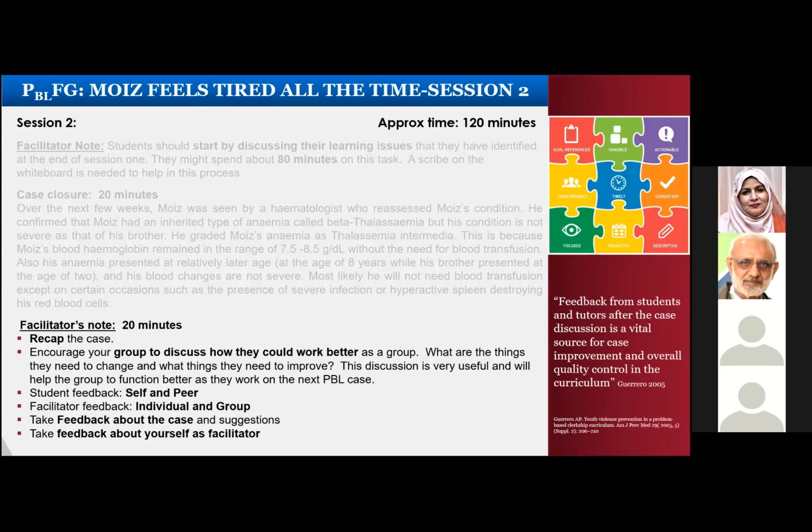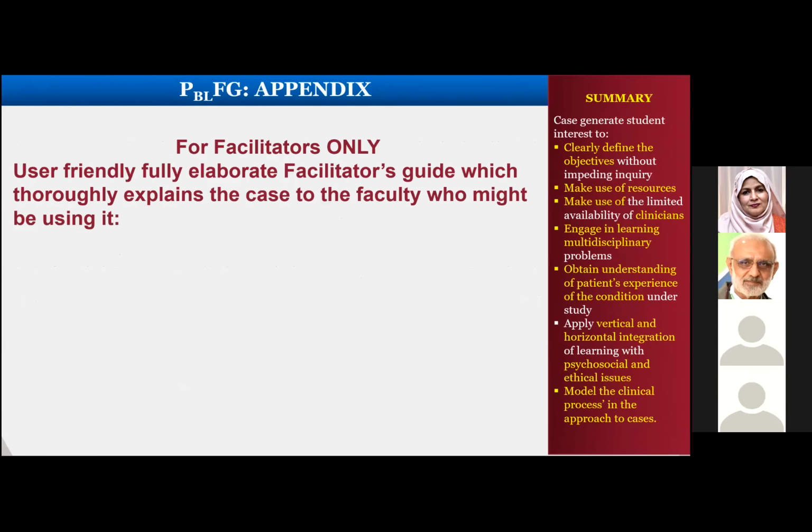So it's very important that at the end of the session, or the last 20 minutes, the facilitator and the students talk heart to heart with each other to ask whether they have done well or not, and if they have not done well, how they can improve. And you give feedback, open feedback is given to each and every student in this session. The last component of the facilitator guide is the appendix.